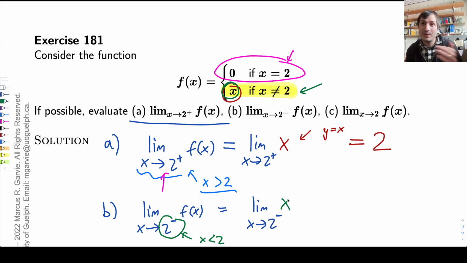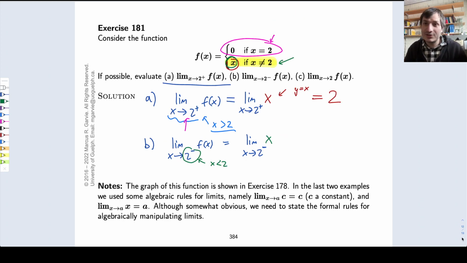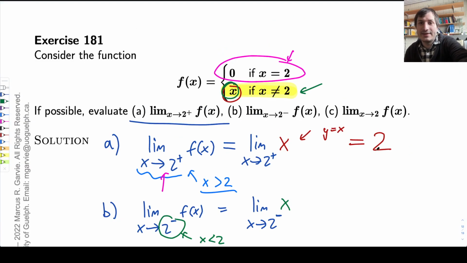So for other examples, maybe it matters if you're bigger or less than 2. There was an example in the notes like this that we did in class. It was this one, whereas bigger than 1 or less than 1 were different. But in this one, as long as you're not equal to 2, it's the same thing. It's x. And if x is getting really close to 2 from the left side, then what are the y values doing? They're getting close to 2. So both limits are 2.